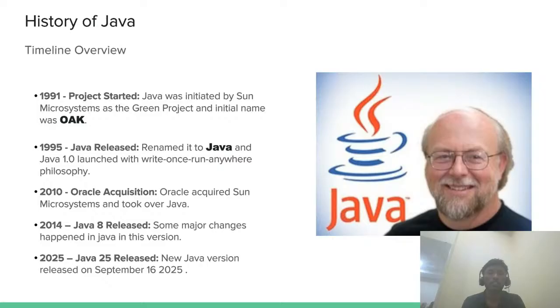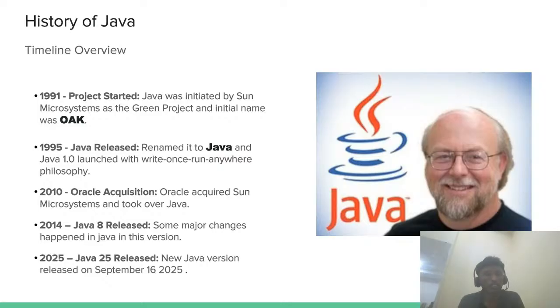Java 1.0 was launched with the write once, run anywhere philosophy. I think many of you don't know that Java can be run on any platform, like Linux, Windows, iOS, everywhere, because it has the JVM. Other languages cannot have this write once, run anywhere philosophy.